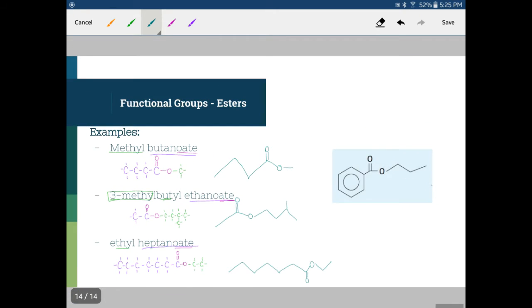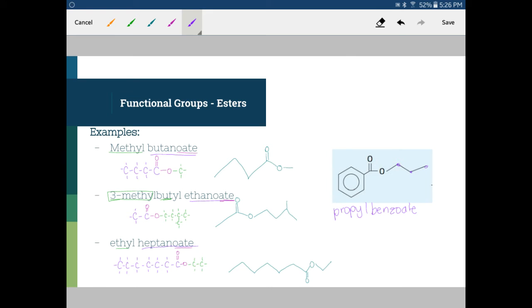All right, let's go to name this one on the side. We see that our parent chain is actually a benzene ring. So we would call this benzoate. Okay, so we have benzoate. Now we see that there's 1, 2, 3 carbons coming off of that. So we call this propyl benzoate. All right, so again, that is a little bit more complex how we name and draw these.